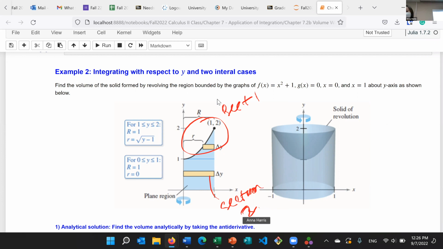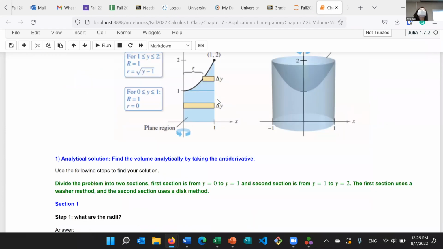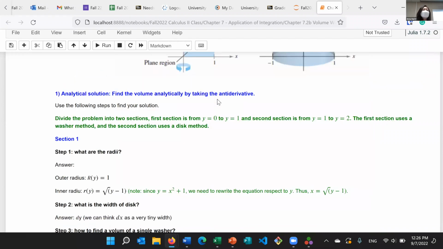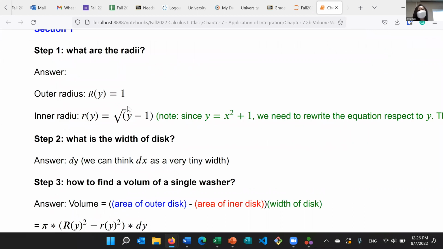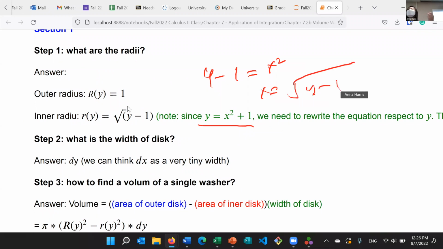Okay, so let me do section 1 first. Section 1, you're going to find your radii. The big radius is the larger disk, and the smaller disk is what? Square root of y minus 1. Why is that so? Remember, y is equal to this. So solve for x: y minus 1 equals x squared. So x is what? Square root of y minus 1. I'm not interested in the negative number because this is a real distance, so I'm only going to carry the positive part. All right, so now what do we do?